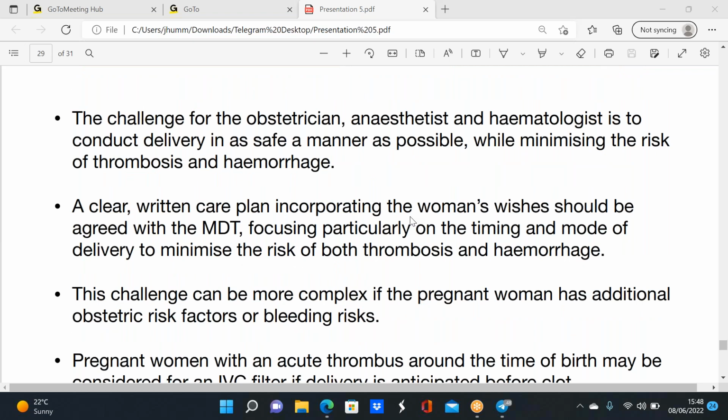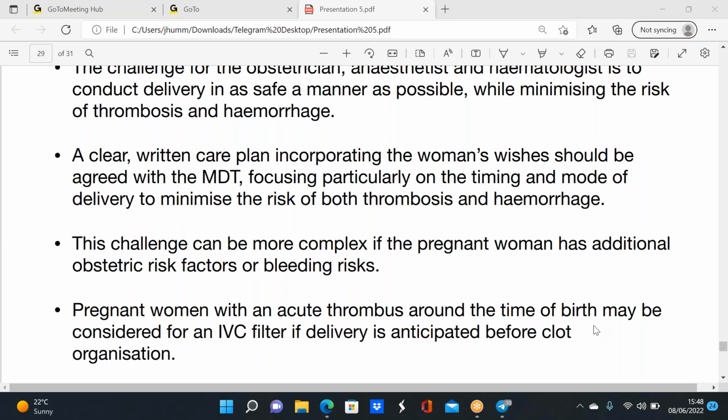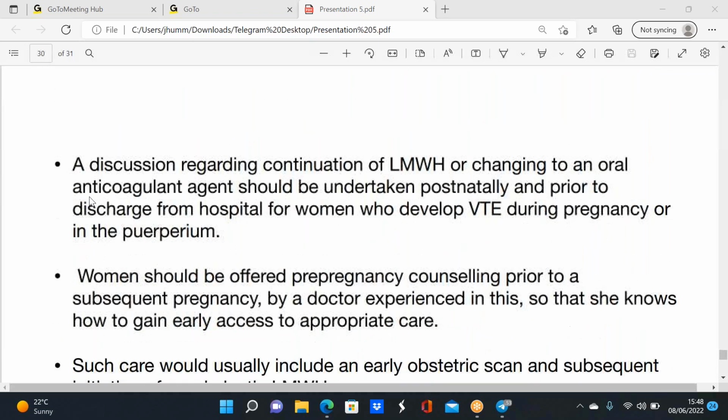So I think this is the last slide only. The pregnant woman, as I said, with an acute thrombus around the time of birth may be considered for an IVC filter if delivery is anticipated before clot organization.